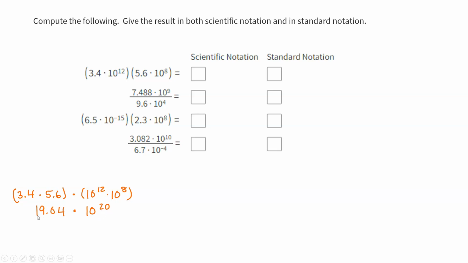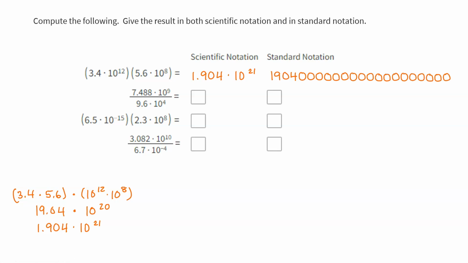Now, this is currently not scientific notation, because this value to the left of the decimal point is more than 10. So I want to move it one more decimal place to the left, and that's going to make me have to increase the exponent, so it's 1.904 times 10 to the 21st, which is what it is in scientific notation. Of course, I'd have to move it 3 places to the right, and then 18 more places, which means I need 18 zeros to write it in standard. So 1904 and 18 zeros would be the number in standard notation. So it's a pretty big number.